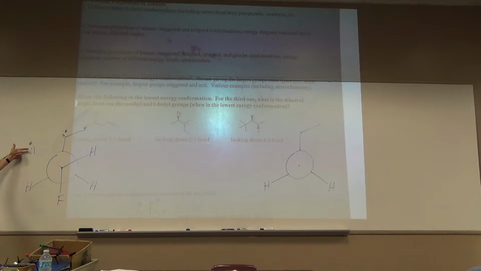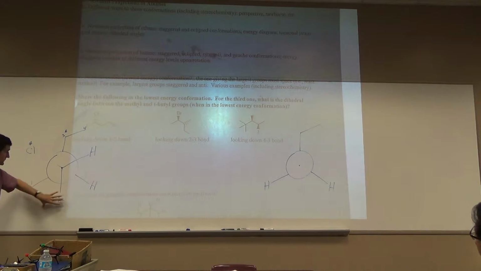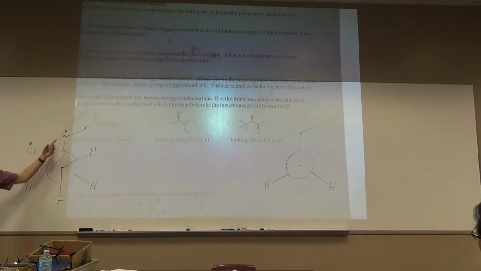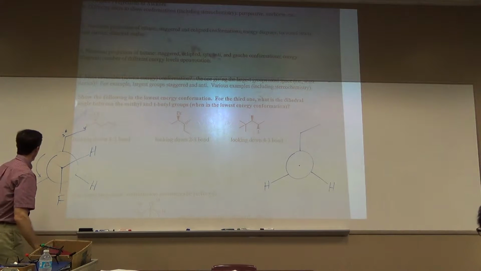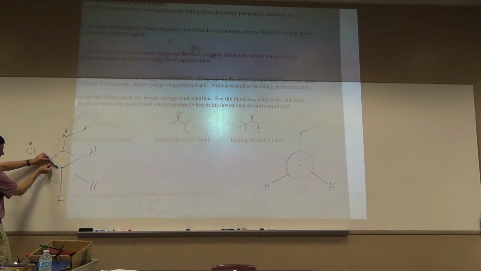Basically, where do you want the chlorine to be? Where it is, you want it to be over here. You do want it to be staggered, right? Okay, it can be staggered between these two groups, between those two groups, or between these two groups. Where do you want it to be? I like it to be anti to the other. So I'm going to rotate this bond this way. So move this down. So the chlorine will come down here.